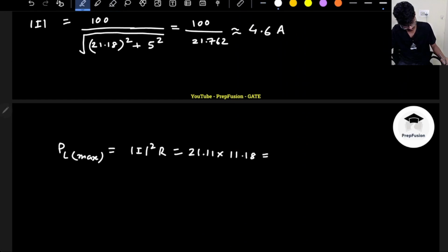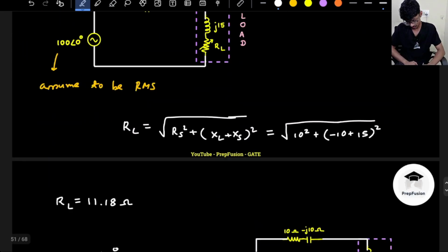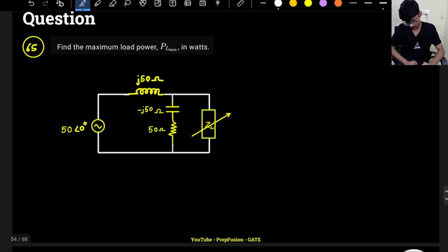So into 11.18, it is 236 watts. Okay, so this is the maximum power transferred. This will be the answer of this question, 236 watts. So that's how you calculate using this formula. So let's now solve the next one.